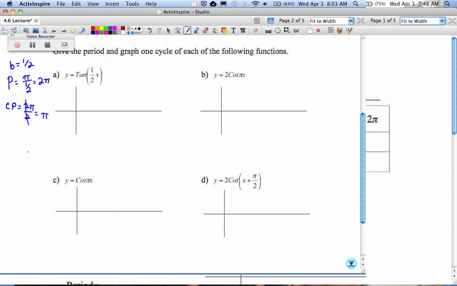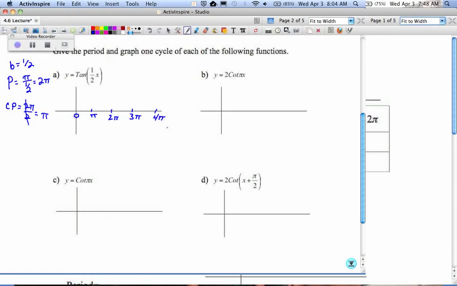I did not change the steepness of the curve. I am not changing my vertical at all, and we're not doing any phase shifts. So the first critical value will be 0. The next one is pi. The next one is 2 pi. The next one is 3 pi. And the last one is 4 pi.